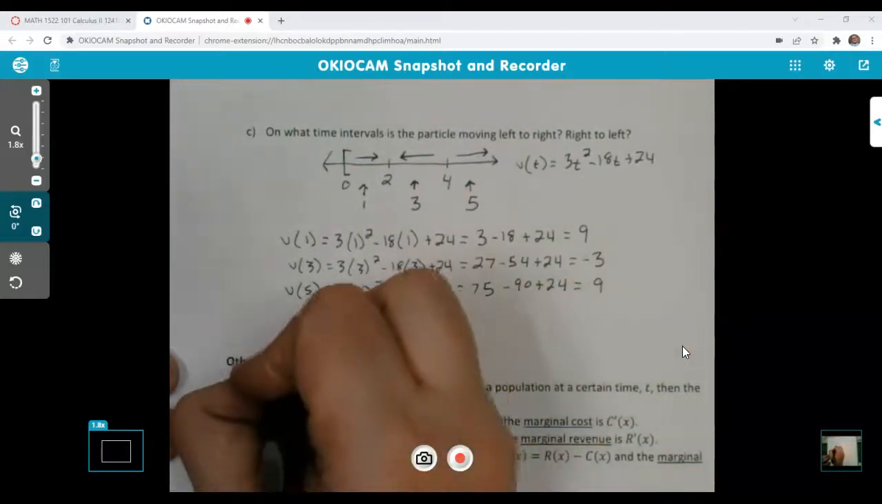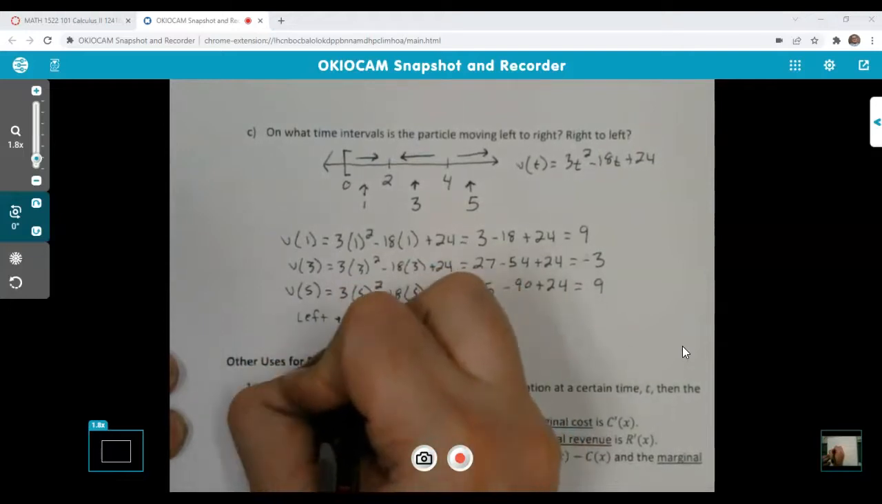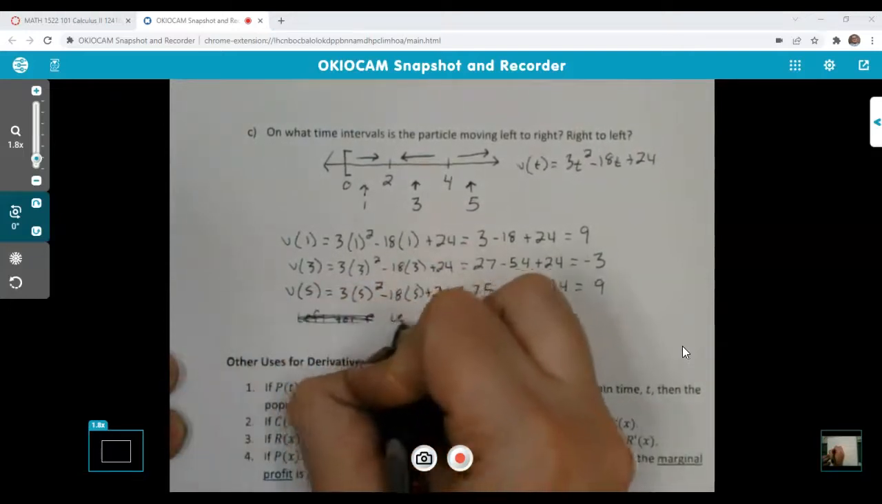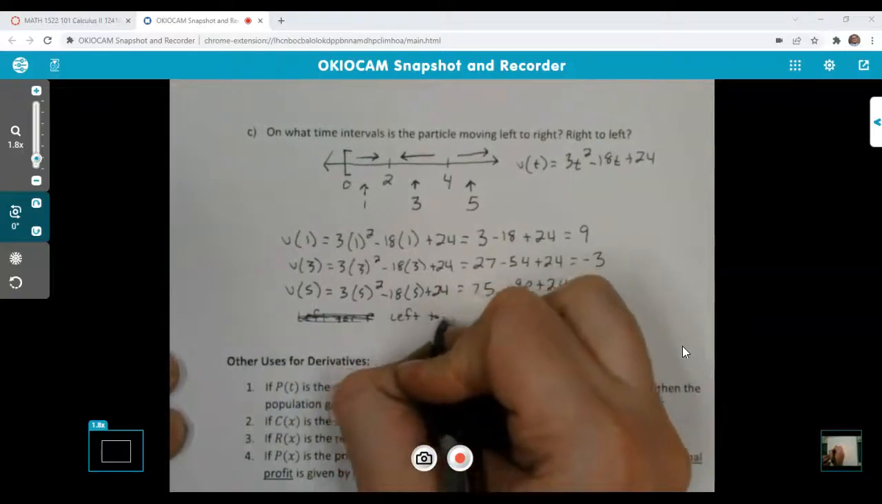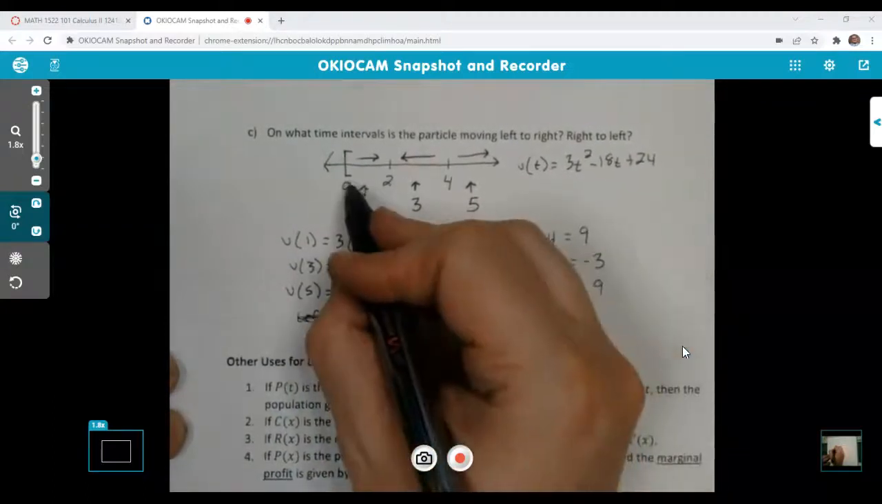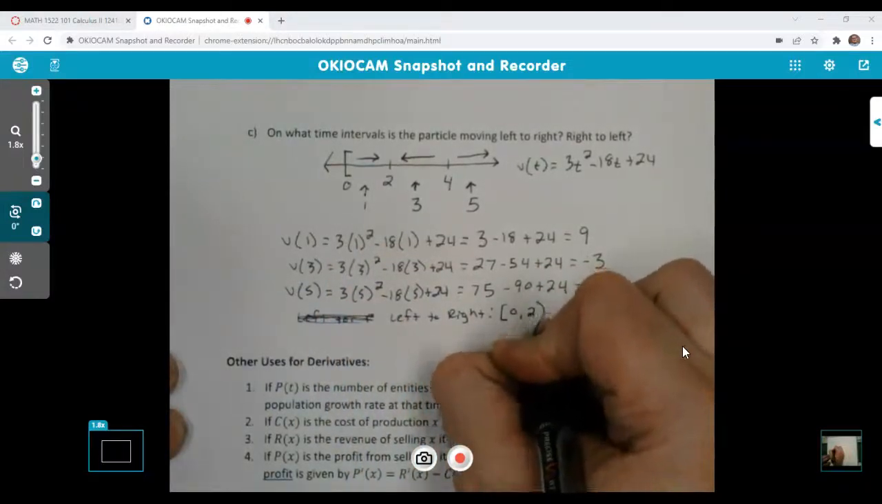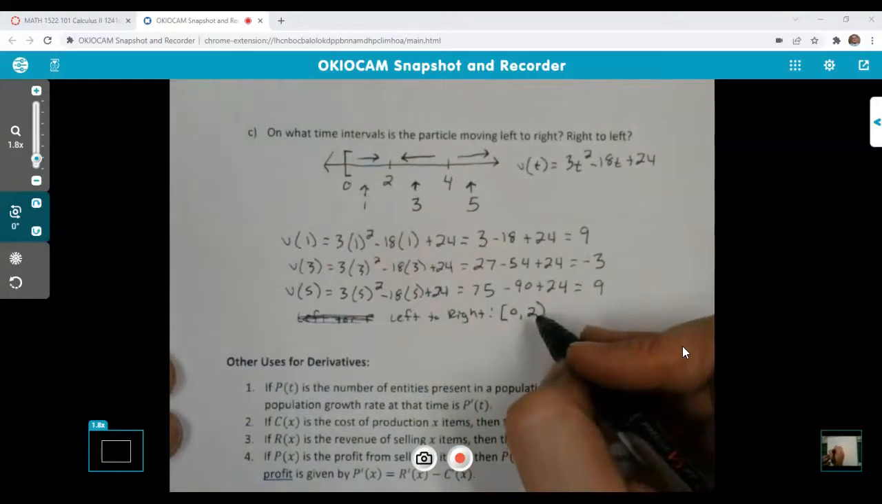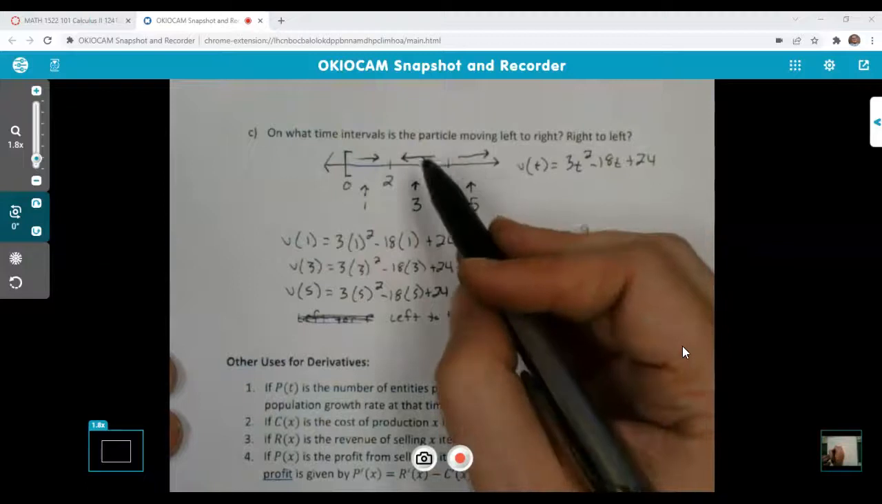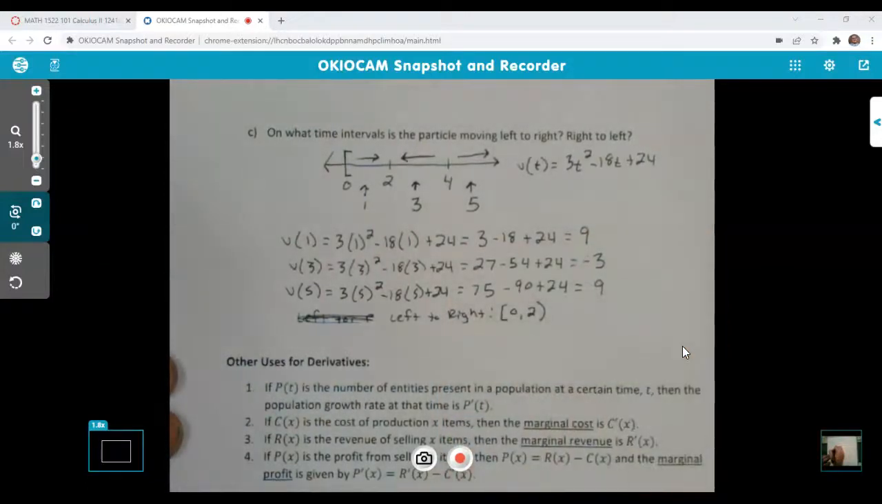So when it asks where I'm moving left to right, that's the positive way. Sorry, I can't write and talk at the same time. Left to right, that's the positive way. So that happens from 0 to 2. Parentheses, because I don't want to include 2, because at 2 I'm staying still, right? It's staying still right there. So parentheses, 0 to 2.